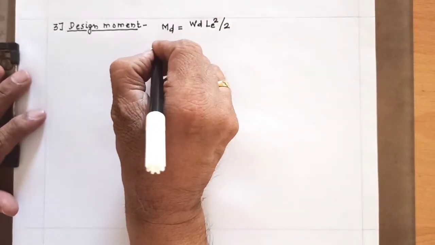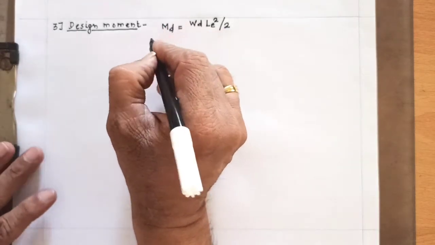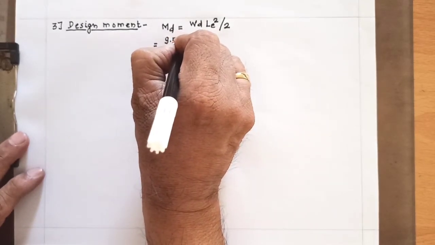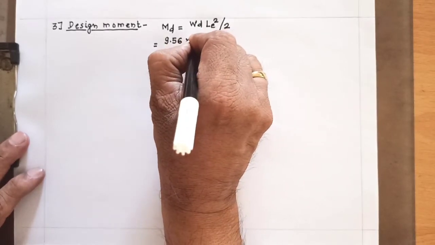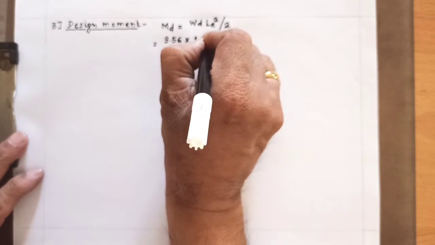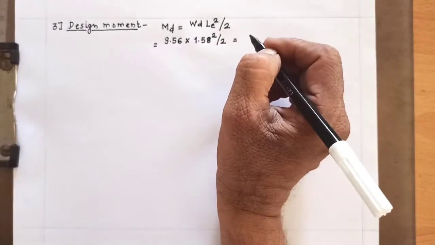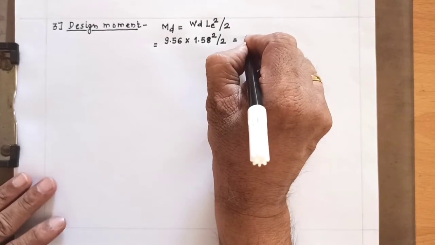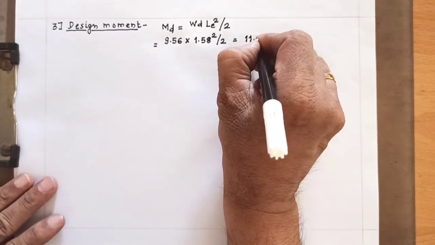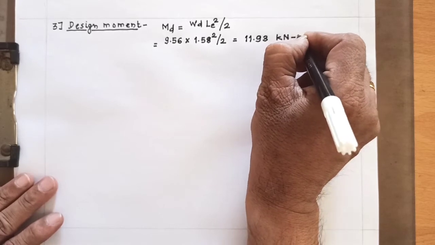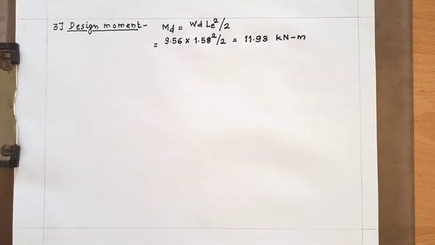So let us calculate MD. So that is design load is 9.56 into LE is 1.58 square divided by 2, which comes out to be 11.93 kilonewton meter. Okay, so this is the design moment. Now let us go for the next step.